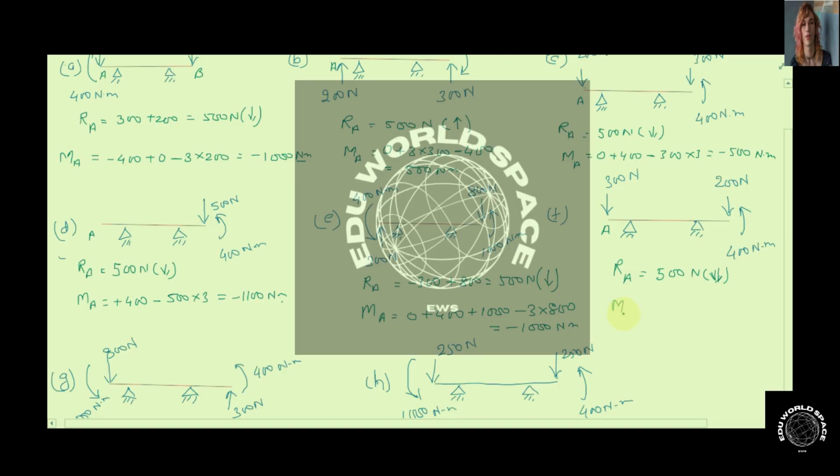Now if we talk about the moment that is acting at point A, because of this 300 Newton it is going to cause zero moment, but this 400 Newton meter and 200 Newton will cause moment about point A. This 400 Newton meter is in counterclockwise direction, so plus 400, and this 200 Newton will cause a couple in clockwise direction, so it will be minus 3 multiplied by 200, which comes out to be minus 600 plus 400, so it will be minus 200 Newton meter.